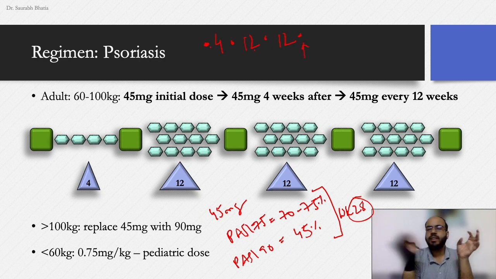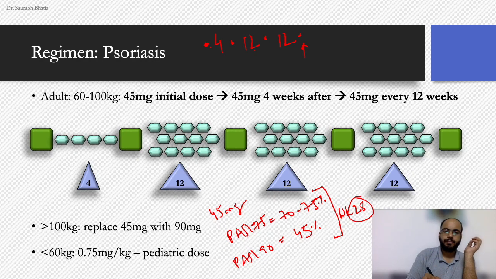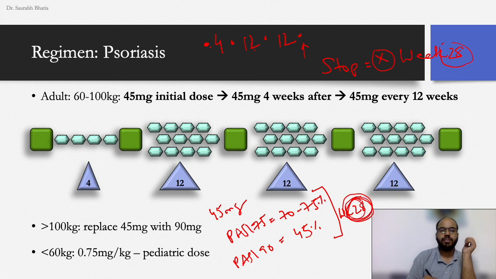If there is no significant change at week 28, you stop ustekinumab. Okay, so stop ustekinumab if there is no change at week 28. Remember, 28 is the magic number. If there's no change, then stop.